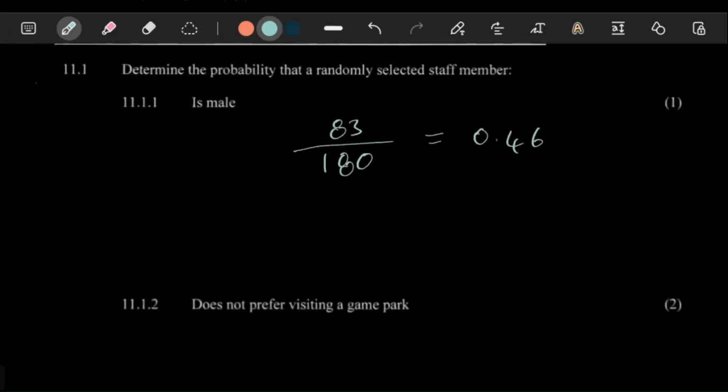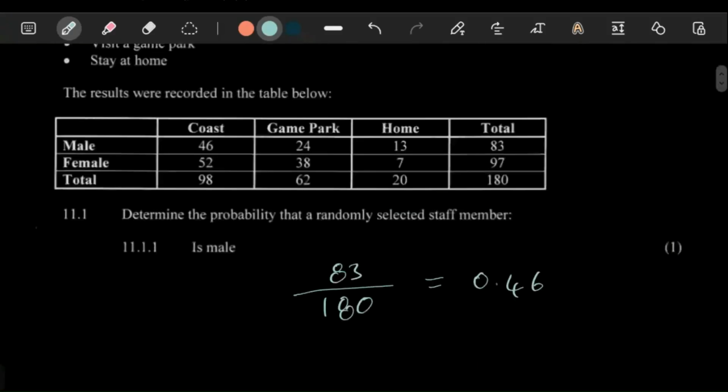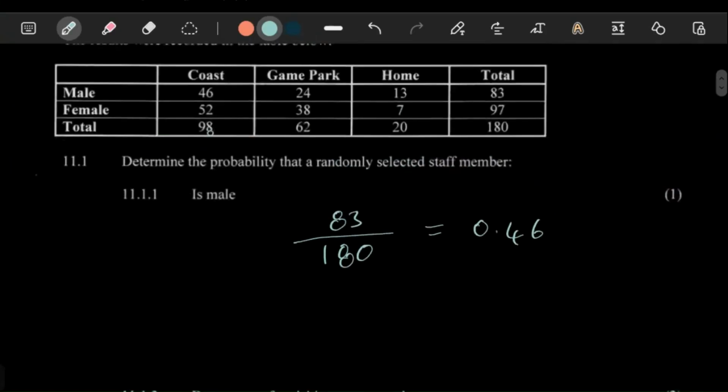So we have to calculate the probability that a selected staff member does not prefer visiting a game park. So we just have to work out everyone that prefers anything that is not a game park. So you add up the coast people and you add up the home people. This is everyone that wants to go to the coast, and everyone that wants to stay at home. So it's 98 plus the 20.